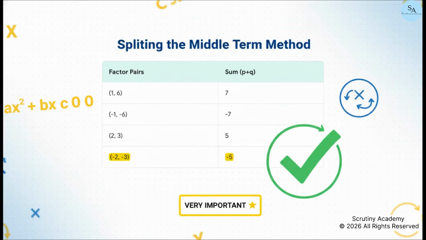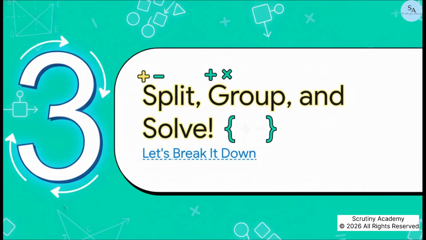So let's hunt for them. We need 2 numbers that multiply to 6. Okay, what about 1 and 6? Nope, their sum is 7. That's not it. What about minus 1 and minus 6? Nope, their sum is minus 7. Let's see, how about minus 2 and minus 3? Their product is positive 6, and their sum is minus 5. Bingo, we've found our pair. Fantastic, we found our numbers.